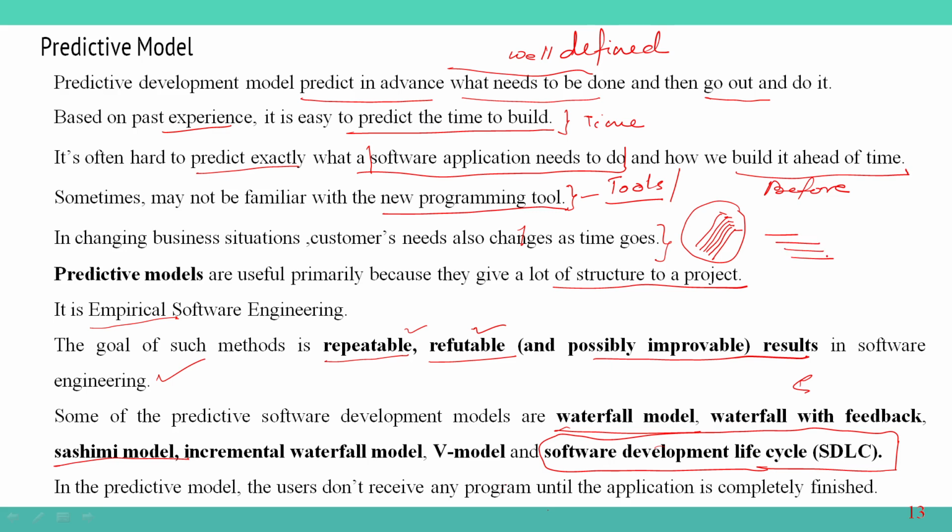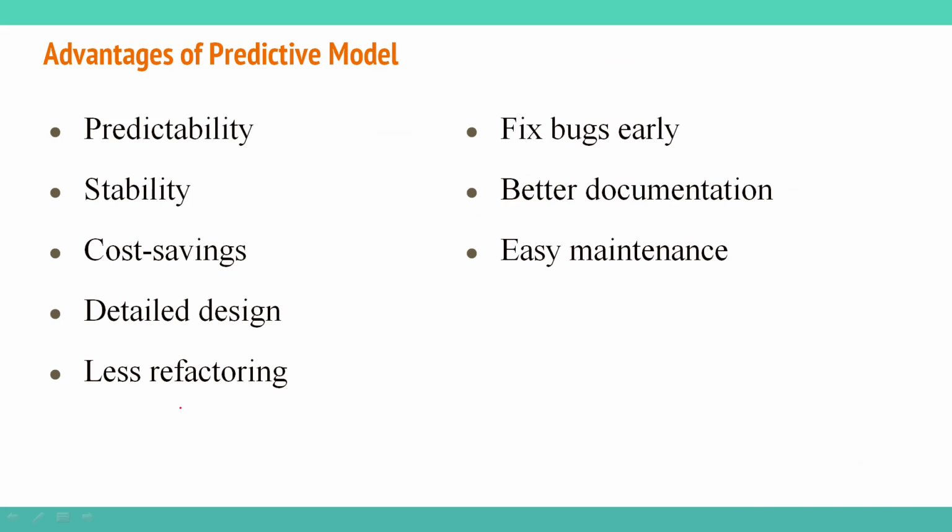We will see that in the predictive model, the users don't receive any program until the application is completely finished. So once the entire program is completed, then only you will get a working product. In another model called the adaptive model, we will have partly working products.